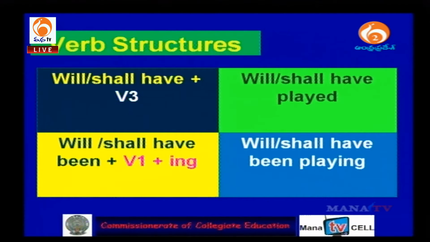Then, again verb structures. See, if we use will or shall have plus V3, we have one more tense, that is the future perfect, and will have or shall have been plus V1 ing form, we have the future perfect continuous tense. The examples are there on the slide. Will have played or shall have played, which denotes the future perfect. Will have been playing or shall have been playing, which describes the future perfect continuous tense. So, in all these four subtenses of the future time, we find different verb structures.